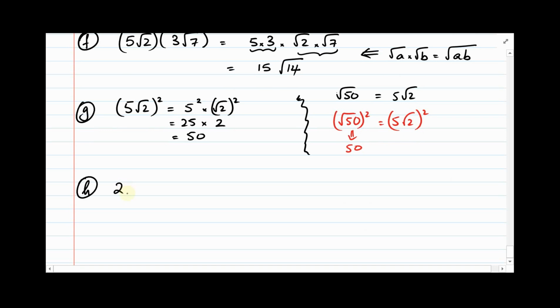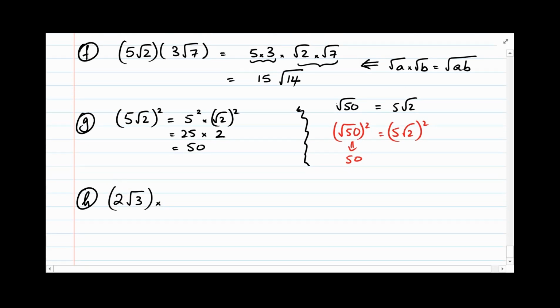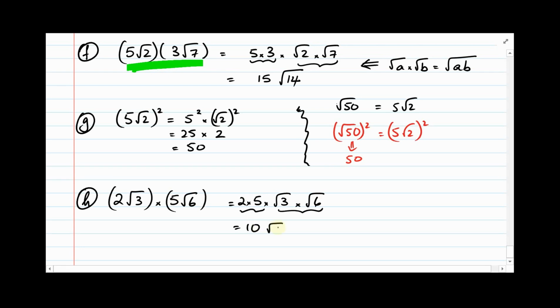Okay, let's do this. Suppose we're given 2 root 3 times 5 root 6. As we had done in part F, let's again look at combining the coefficients. So we'd have 2 times 5, and now the root parts, so we have 10 root 18, but are we done?